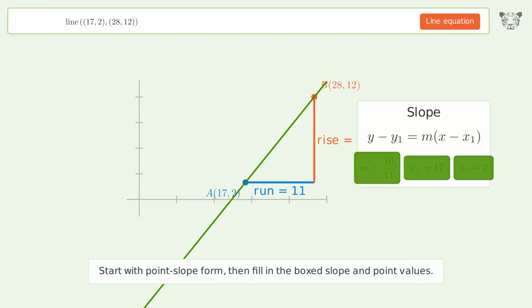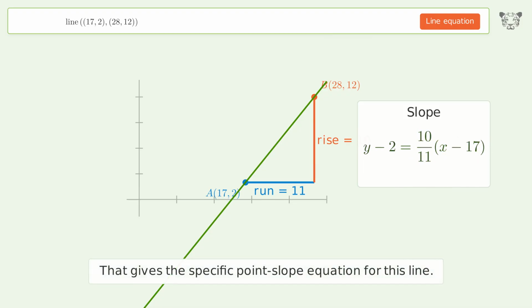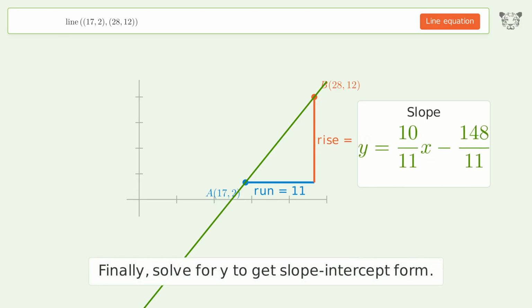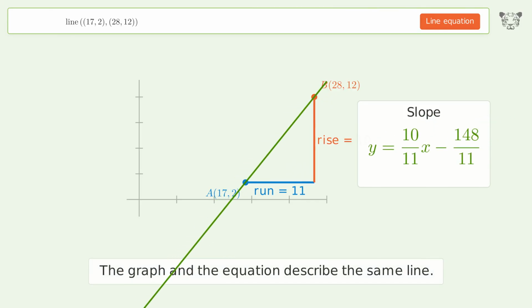Start with point slope form, y minus y1 equals m times x minus x1. Then fill in the boxed values, slope is 10 over 11, x1 is 17, and y1 is 2. That gives the point slope equation for this line. Finally, solve for y to get slope intercept form. The graph and the equation describe the same line.